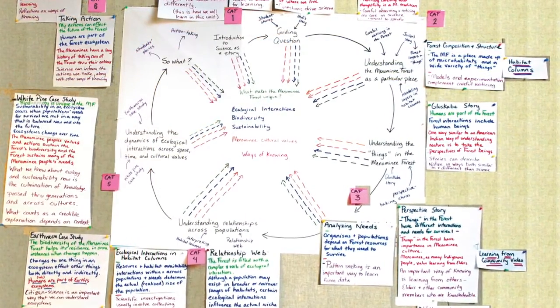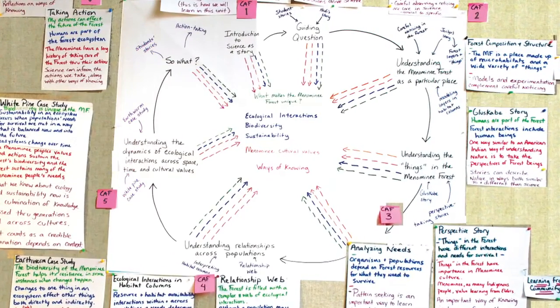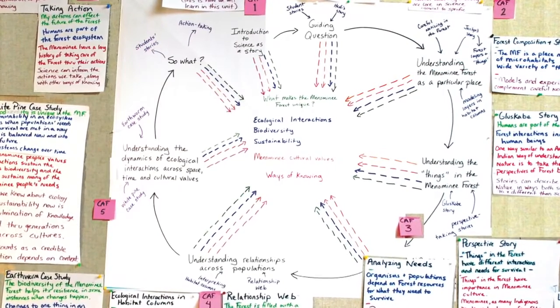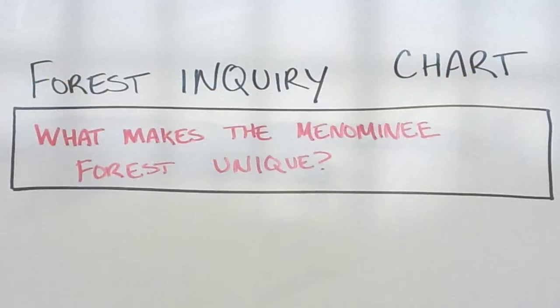So for the Grade 7 unit, the central question that came up was how is the Menominee Forest unique? This came about when we talked to a group of students during the design team, and we realized that the students were very connected to their place and very connected to the Menominee Forest. But because they were so connected to it, they didn't necessarily have a sense of why their place was unique and how their place was different from neighboring areas as well as other forests. So the guiding question for our Grade 7 unit is what makes the Menominee Forest unique?